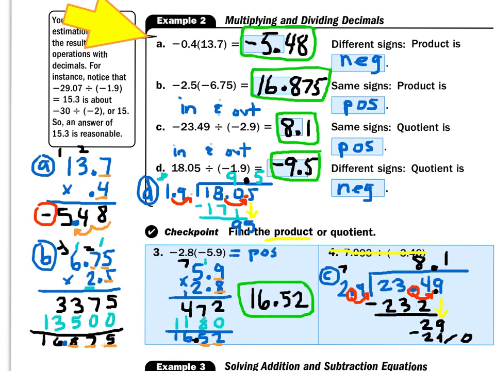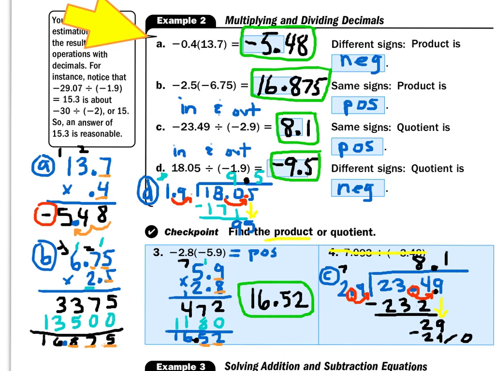I put 6.75 on top because it had 3 numbers, and 2.5 down below because it had 2 numbers. And then I multiplied. I showed all my steps, and I got 16875. Now count how many numbers are after the decimal point. I see 1, 2, 3 numbers after the decimal point. So I drag my decimal point back 1, 2, 3 spots and put it between the 6 and the 8. So that gave me 16.875.